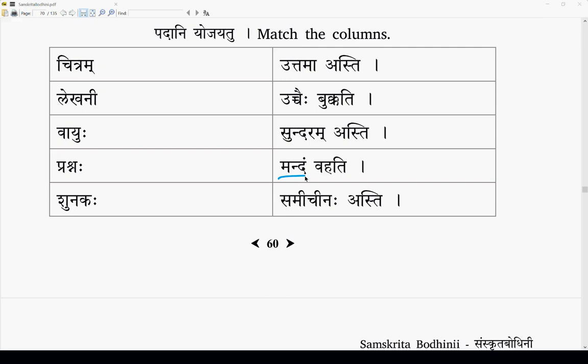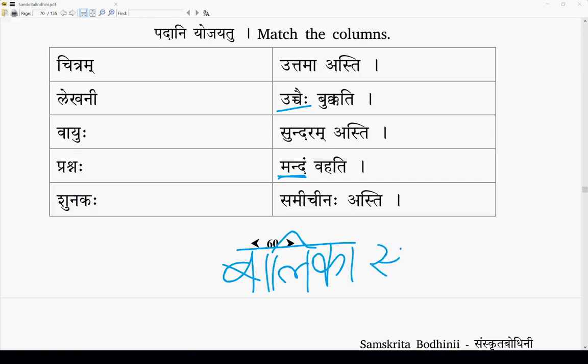Okay. But note that what we talked about before was that these Uchchaihi and mandam are kriya visheshanam. However, all the kriya visheshanams need not be avayam. In this example, they are avayam. So balakaha sundaram vadati. Or balika sundaram nrutyati. Balaka can also dance. Balika sundaram nrutyati. So in this case, what is sundaram?